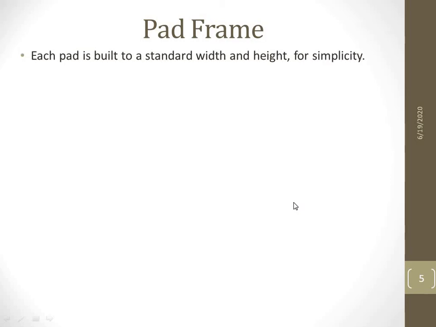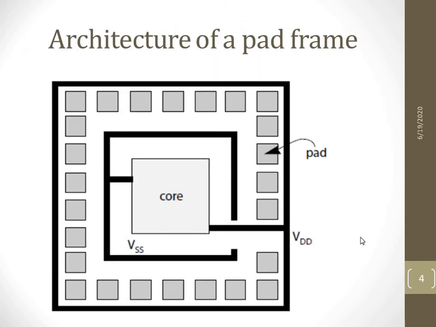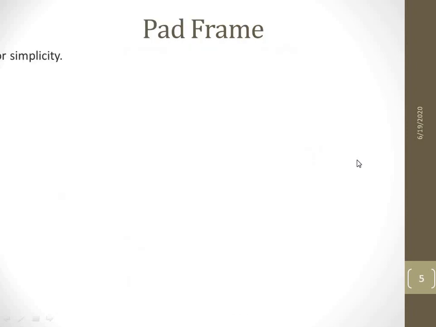What is a pad frame? Each pad is built to a standard width and height for simplicity. Each pad has large VDD and VSS lines running through it. You can see here that each pad has a large VDD and a VSS running through it in the architecture of the pad frame.